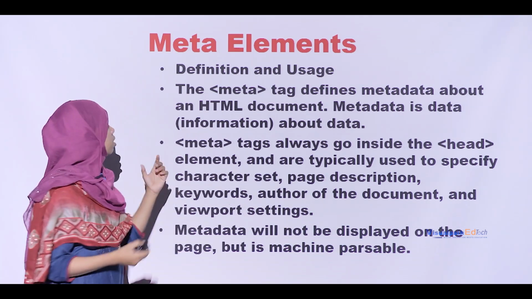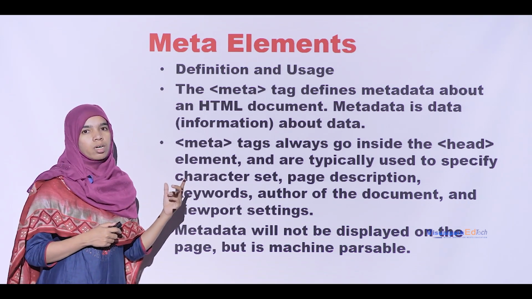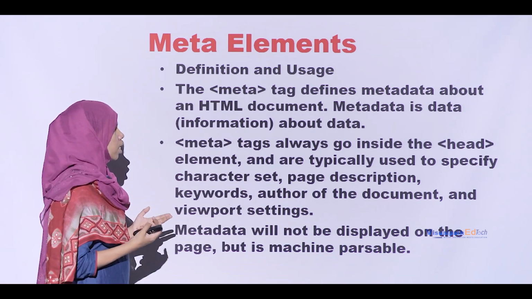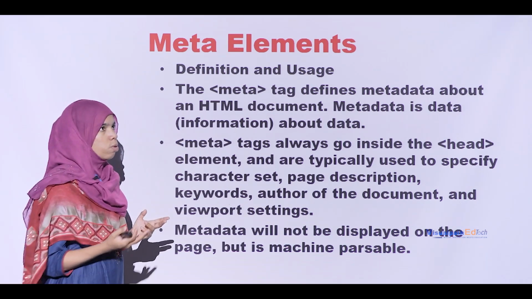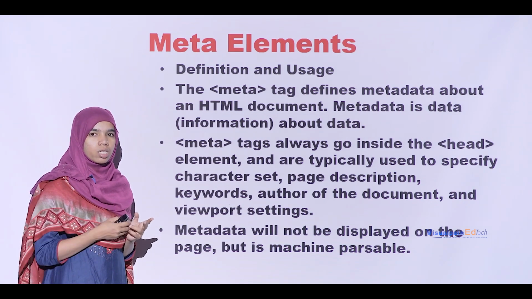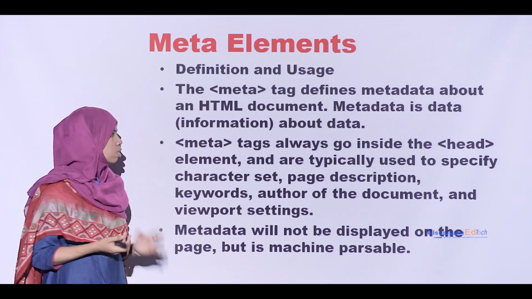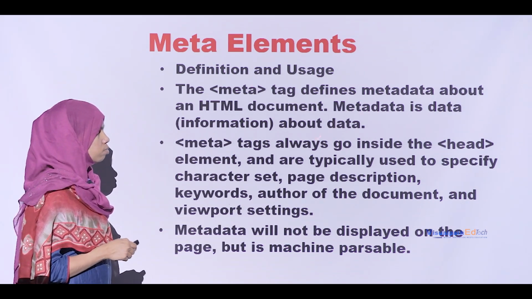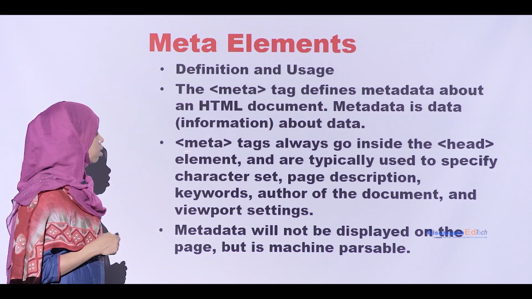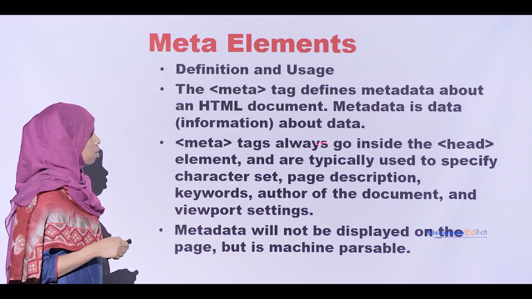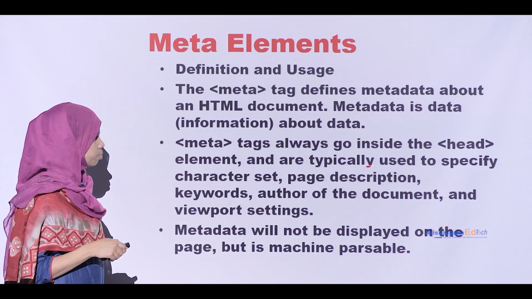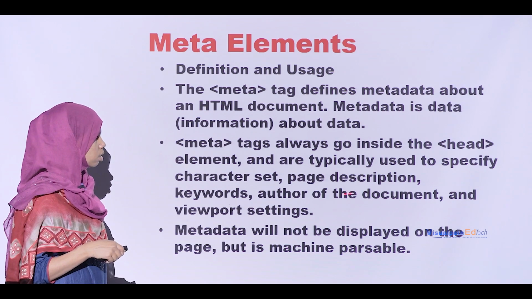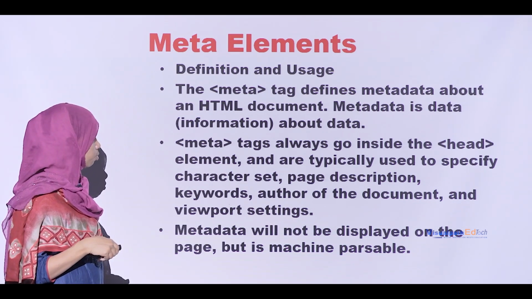Meta elements. The term meta is used for information purposes. What is this meta tag? The meta tag is basically used for providing some information or definition about the document. HTML documents use this meta tag to give certain data or information about it. So the tag name is meta. It always goes inside the head section. It is typically used to specify the character set, page description, keywords, author of the document, and the viewport settings.